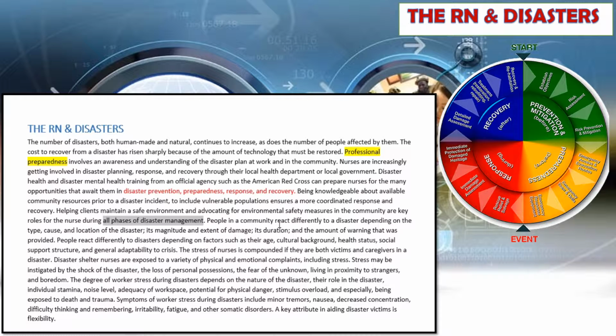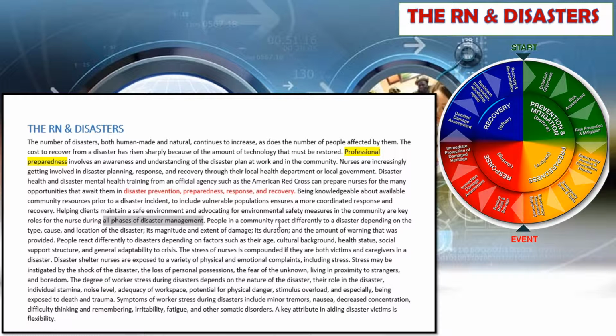The same way when a patient is involved in a car wreck, the injuries and the level of response, the human body response, differs from one person to another. So every component of the community as our client is going to be different. Okay? The stress of nurses is compounded if they are both the victim and the caregivers in a disaster.